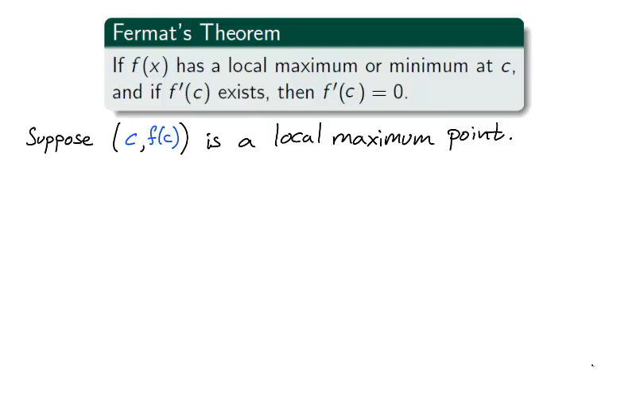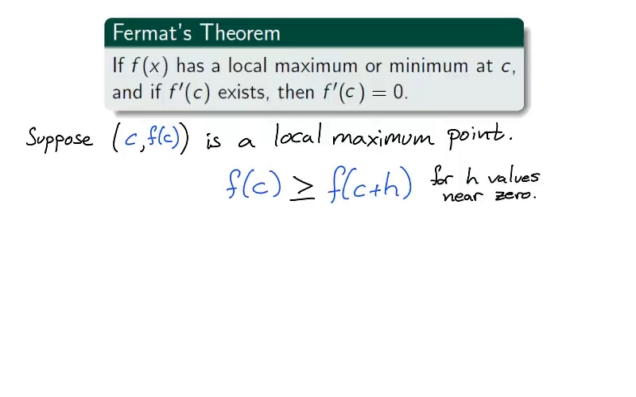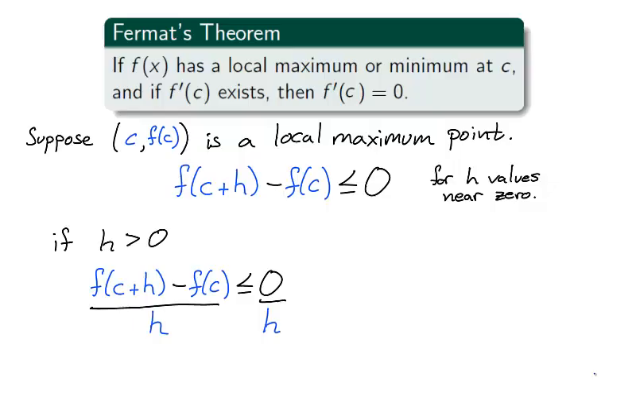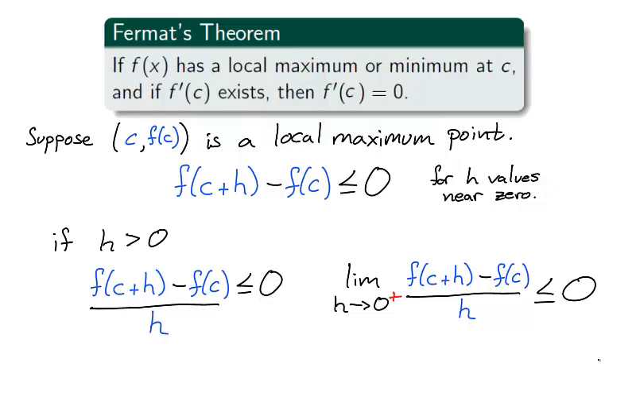Suppose the point (c, f of c) is a local maximum, and assume the derivative at c exists. As a local maximum, f of c is larger than f of c plus h for h values near 0. With a bit of algebraic manipulation, we find that f of c plus h minus f of c is not positive. If h is greater than 0, then we can divide by h without changing the inequality. Since this inequality holds for h values greater than but close to 0, we can take the limit as h approaches 0 from the right. And this limit will be non-positive because the limit as h goes to 0 of the function 0 is 0. Since we are under the assumption that the derivative of f at c exists, it can be at most 0.